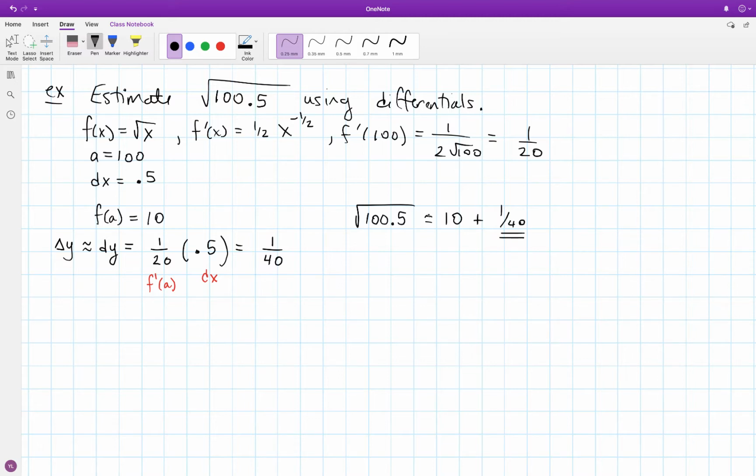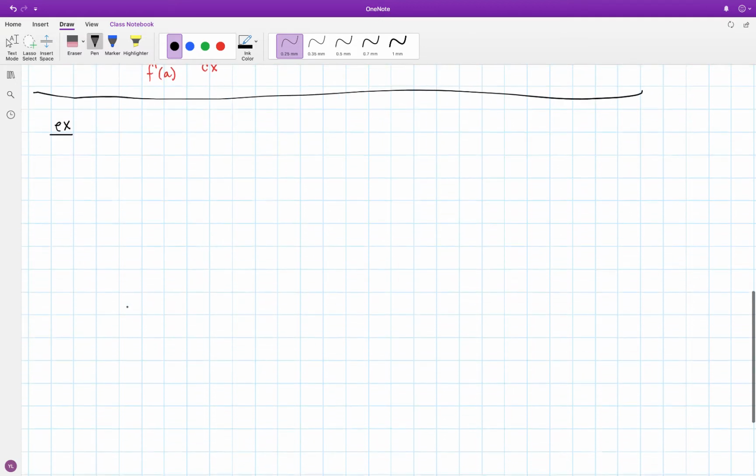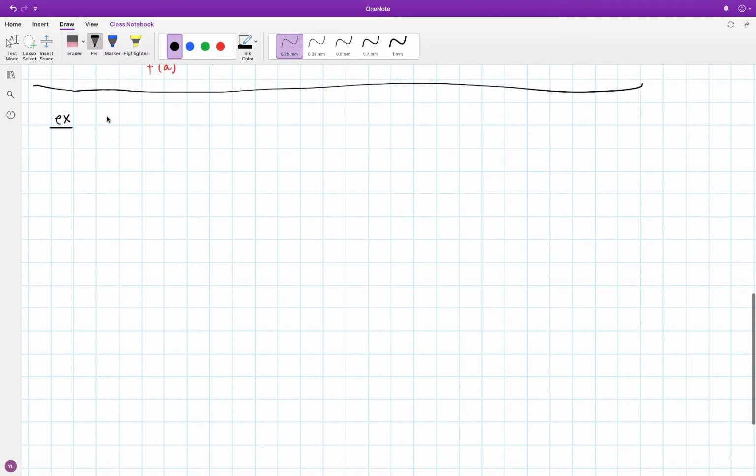I realize I've accidentally put equal signs here. This is approximately equal to. Okay, great. So there's absolutely no advantage to using differentials to do this estimate. Linearization gives you the exact same thing. I just wanted to show you the new concepts with some numbers. Okay, let's run through another example of using differentials to estimate something.